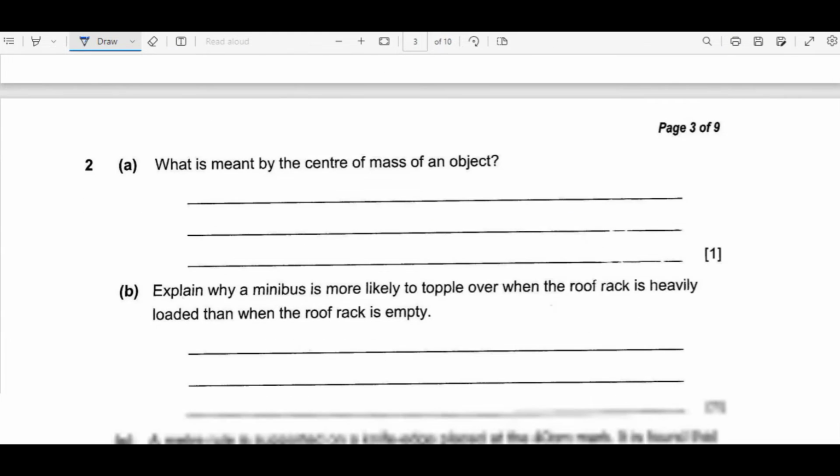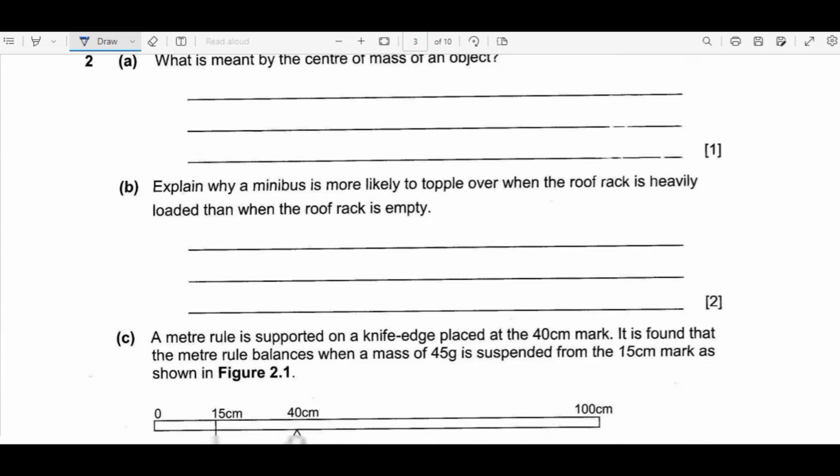Let's move on to question 2. So question 2a, what is meant by the center of mass of an object? So the center of mass of an object is a point where the entire mass of that particular object is considered to act or is concentrated. So say this is the point.